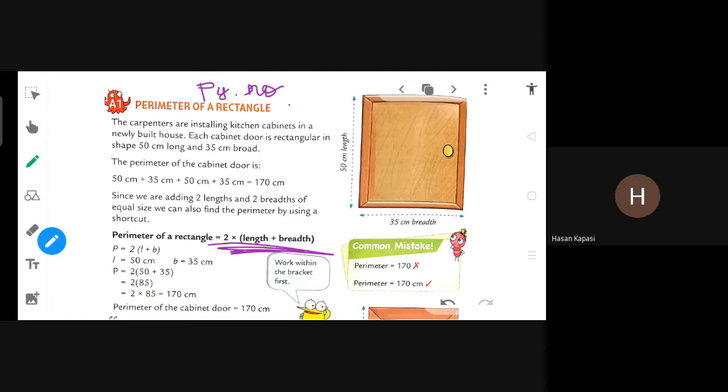Ma'am, length plus breadth means how? For example 3 and 4, and in this example 50 and 35. So we add them, then we multiply by 2. Both answers are the same, 170. Both have the same answer.